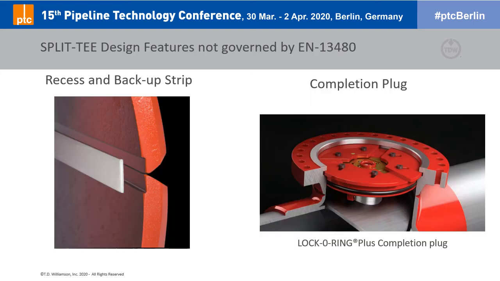EN 13480 is a conservative approach and brings consistency on many aspects. In this slide, we highlight two examples where design standards don't provide clear rules. It is therefore the recommendation and expertise of the manufacturer that can help the operators make the best choice. On the left view, you can see the weld preparation of the longitudinal chamfer and a recess and backup strip to facilitate the welding on site. In fact, it avoids touching the pipeline during longitudinal welding.